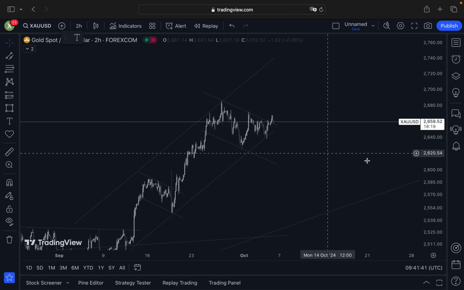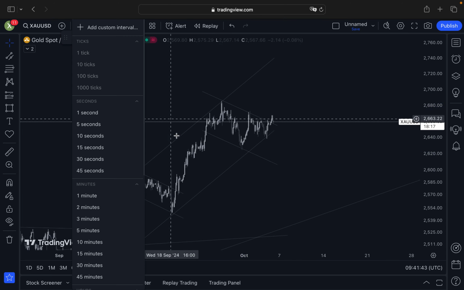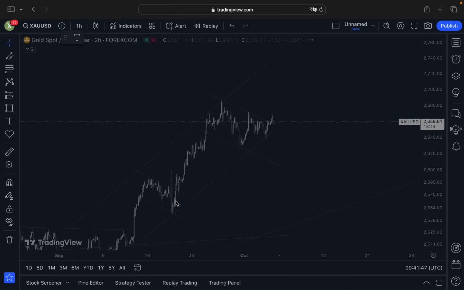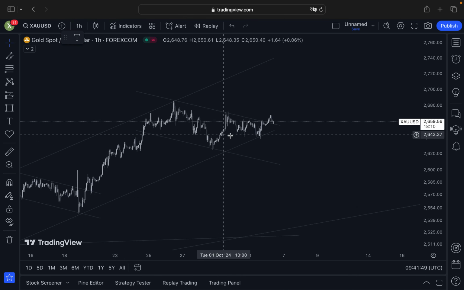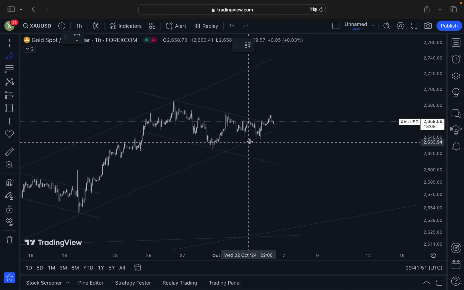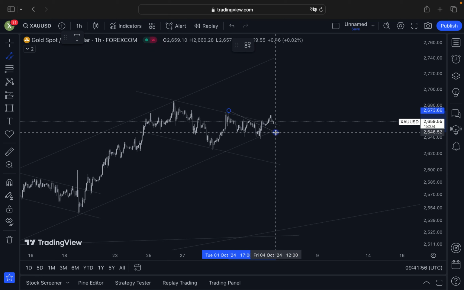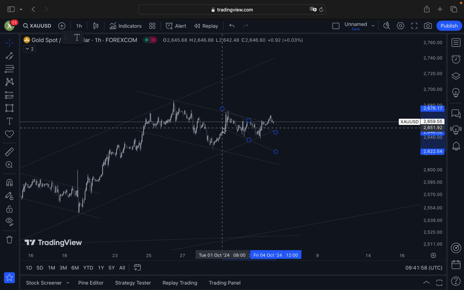Okay, this is the large one. Or the micro. So I can go to 1 hour again and then draw this one as well, okay? So I can draw from the top to the bottom. Then this is one we have. This was the last one that was recently formed.